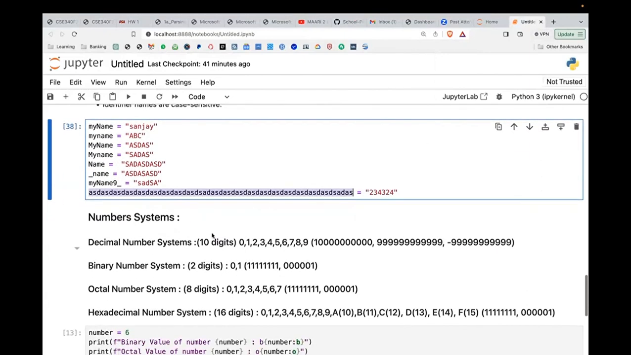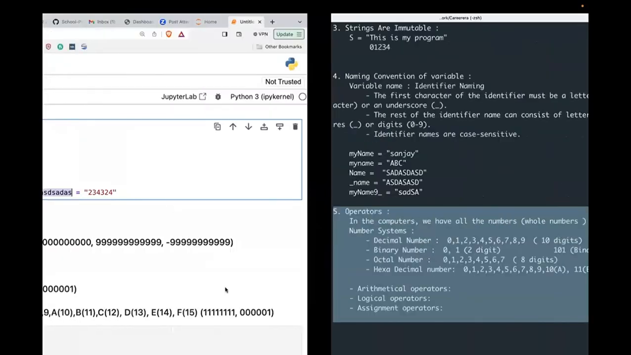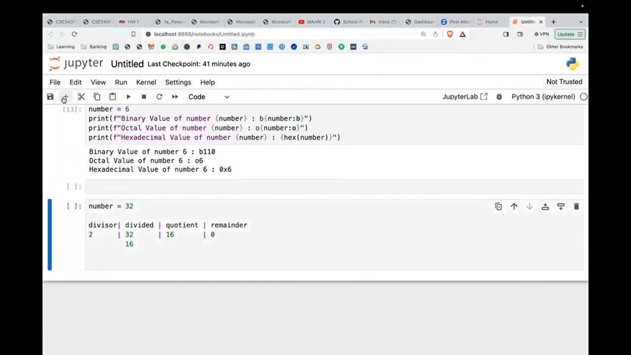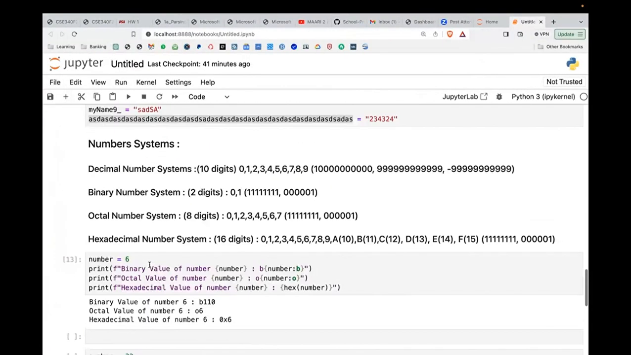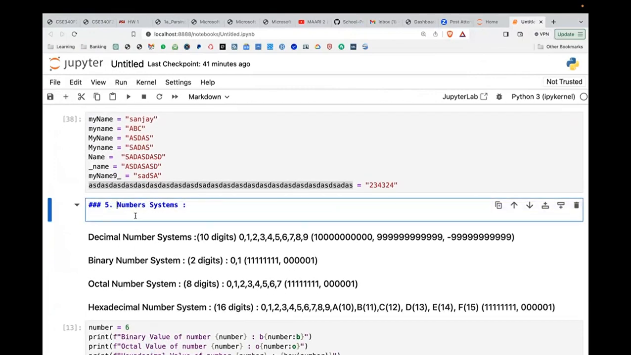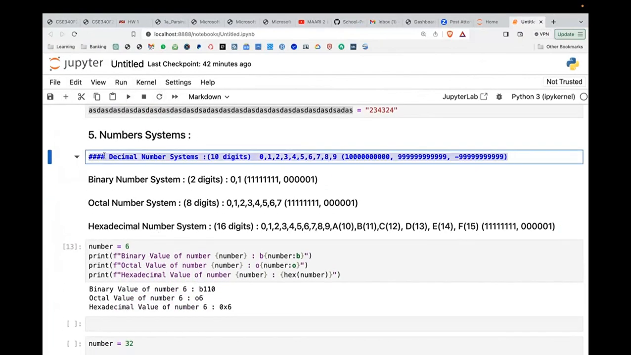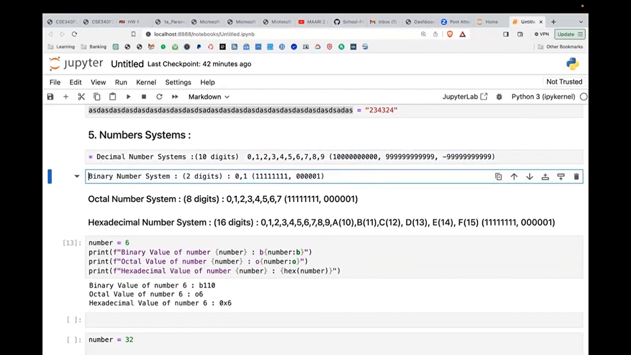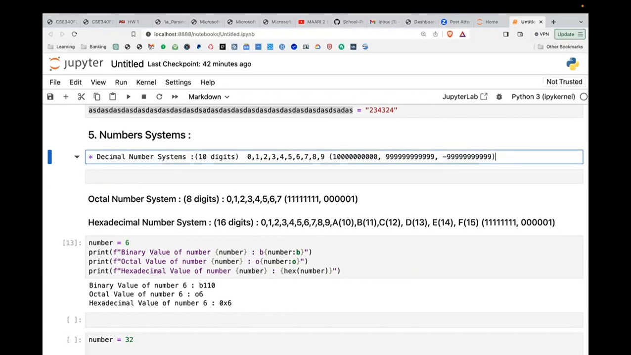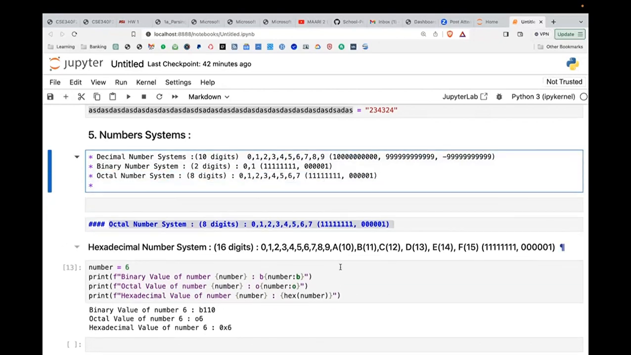Naming convention was the topic I covered today. Going back, just before that, I was telling you about the number system. This was my fifth topic. The number systems are: first decimal, second binary, third octal, and fourth hexadecimal.